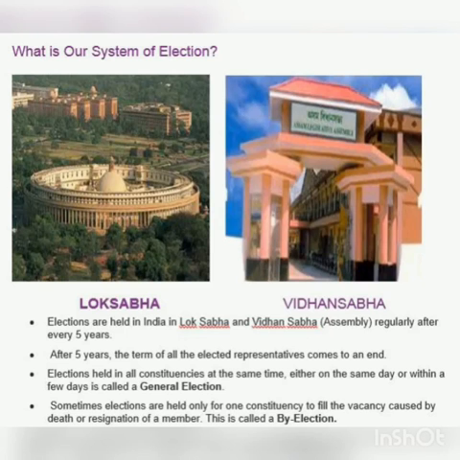Now, another question arises. What is our system of election? Elections are held in India in Lok Sabha and Vidhan Sabha regularly after every 5 years. After 5 years, the term of all the elected representatives comes to an end. Elections held in all constituencies at the same time, either on the same day or within a few days, is called a general election. Sometimes elections are held only for one constituency to fill the vacancy caused by death or resignation of a member. This is called a by-election.